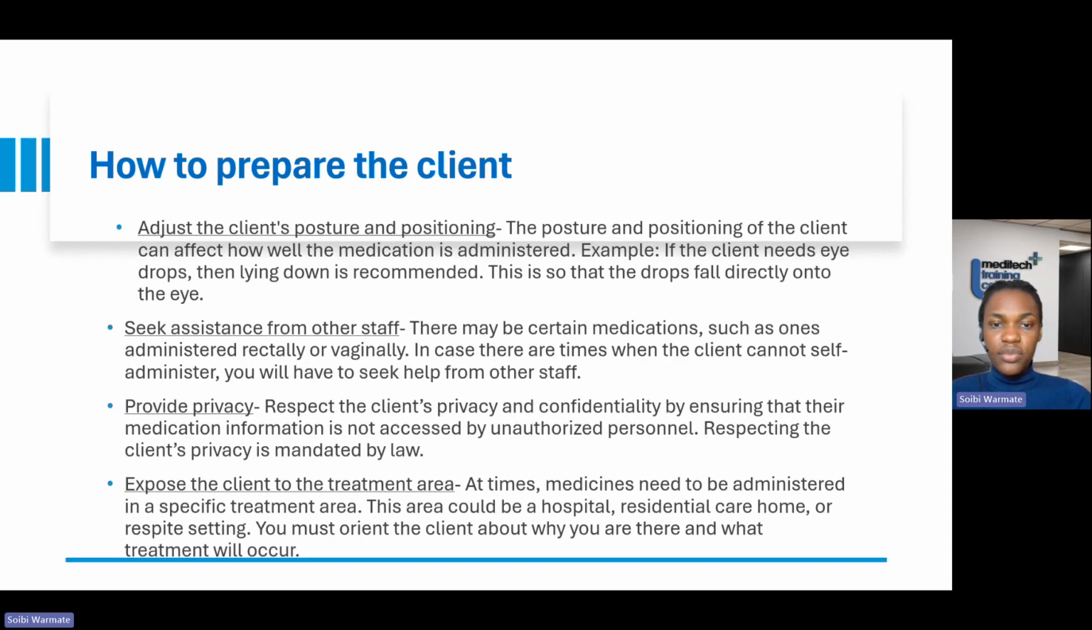How to prepare the client. You need to adjust the client's posture and position. So you need to sit the client at 90 or 45 degrees, depending on what suits the client, making sure that there's no risk of them choking or aspirating on the medication. When I say aspirating on the medication, I mean that when something like a liquid medication is taken, you don't want a situation where it goes into the wrong pipe, which is the breathing pipe instead of the food pipe. So be very careful with that.